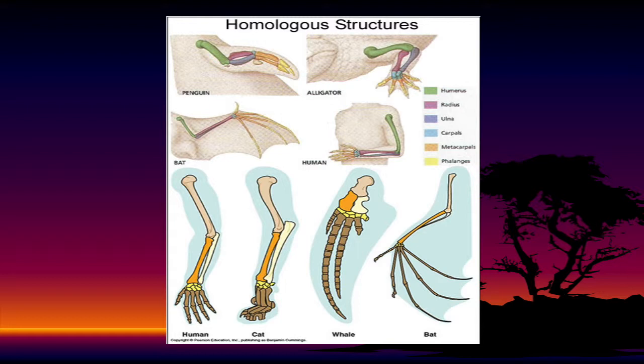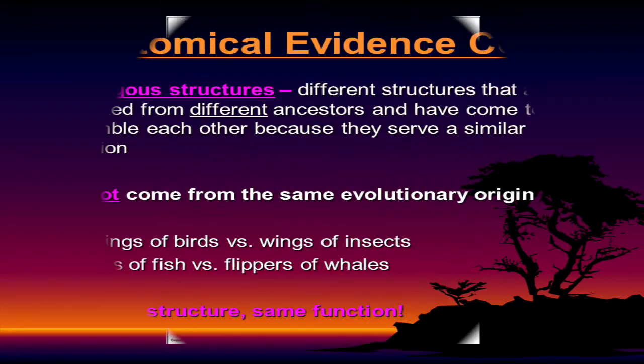Would we use our arms for flying? Not unless you're Superman. Our arms are used for movement, balancing, grabbing, holding, and so on. Notice how these four organisms have several bones in common: the humerus, the radius, ulna, carpals, metacarpals, and phalanges.